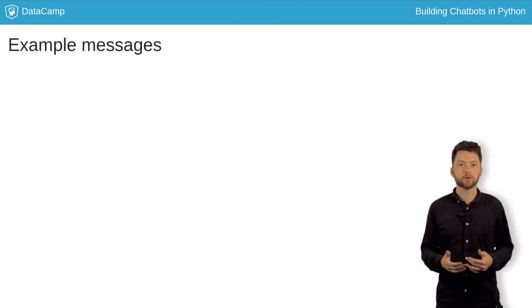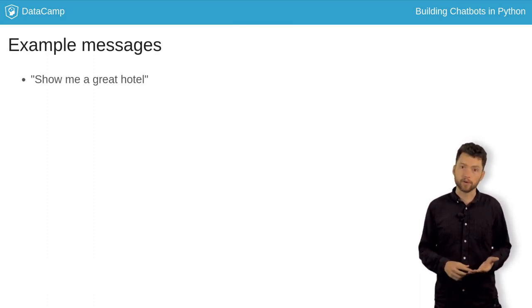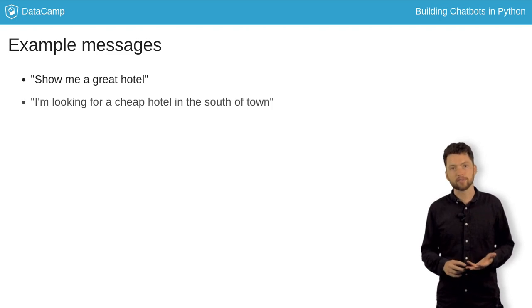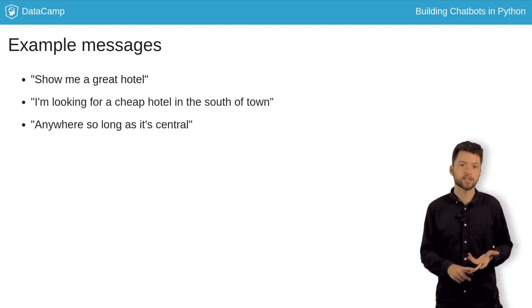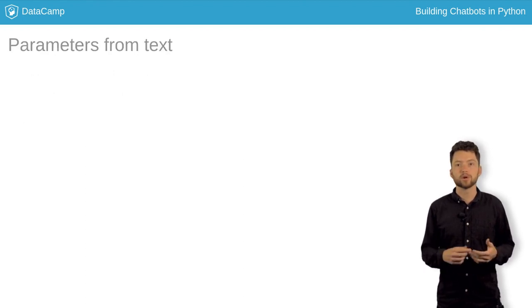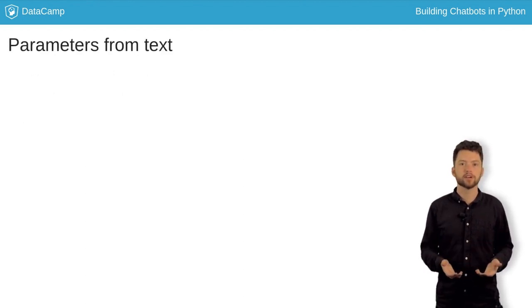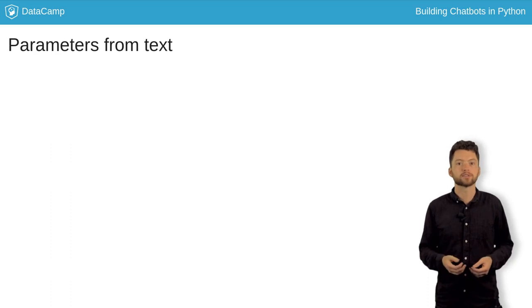We want to generate queries that correspond to the following kinds of messages. Show me a great hotel. I'm looking for a cheap hotel in the south of town. Anywhere, so long as it's central. We don't know beforehand which criteria users are going to ask for, and so this adds a little bit of complexity to how we write our queries.